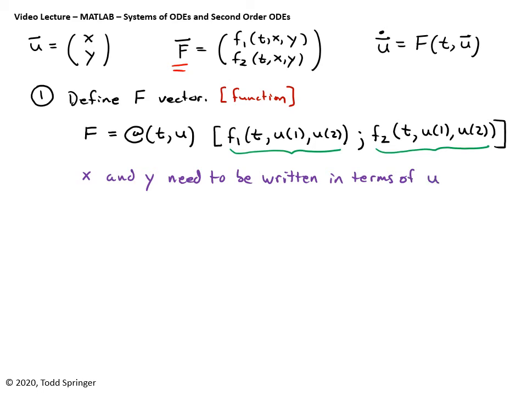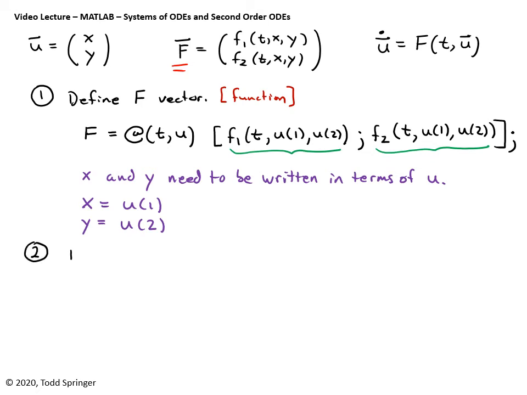So x is the first entry of u, u of 1. That's the first entry in the vector u. And y is the second entry of the vector u. So everywhere in this ODE that I see x, I should put u in brackets 1, the first entry of u. And everywhere I see y in the system of ODEs, I should put u in brackets 2. That's the hardest part. So you define that function.